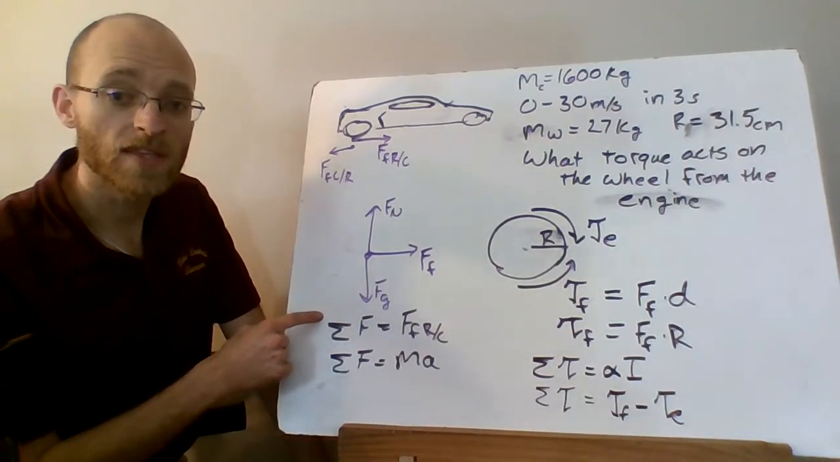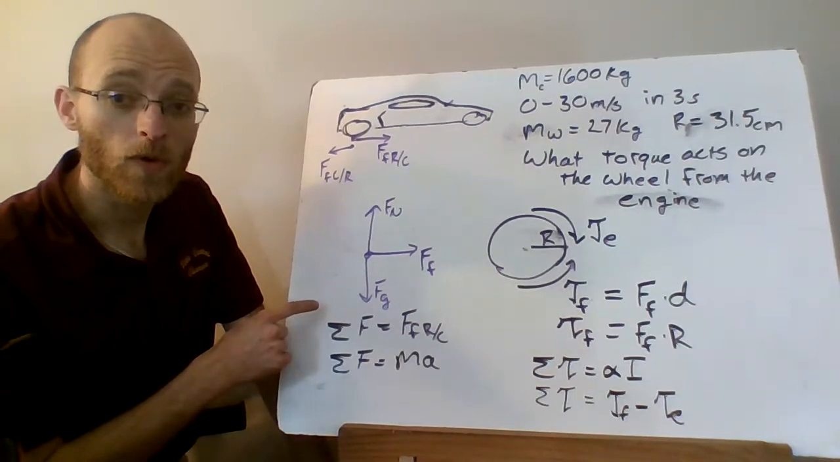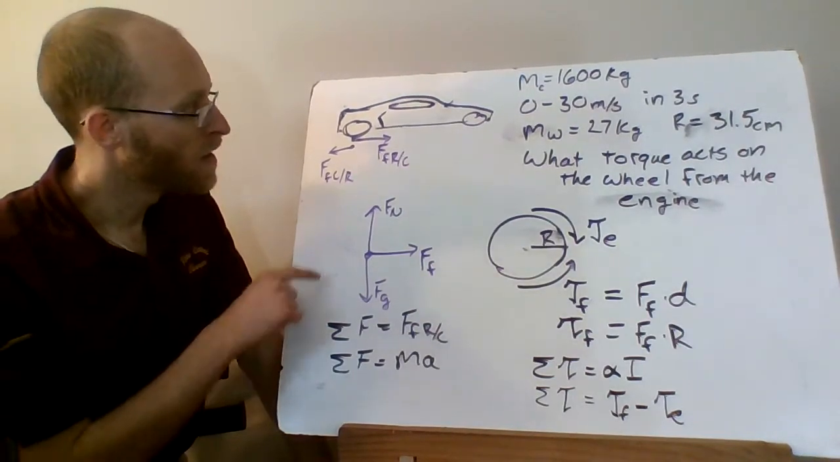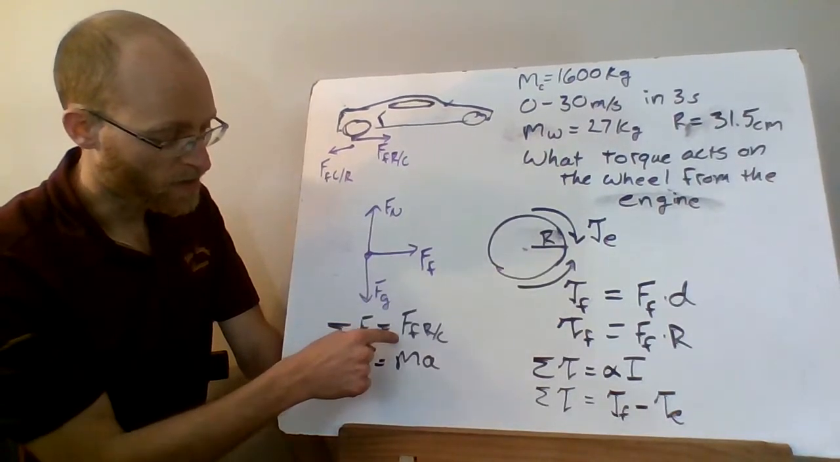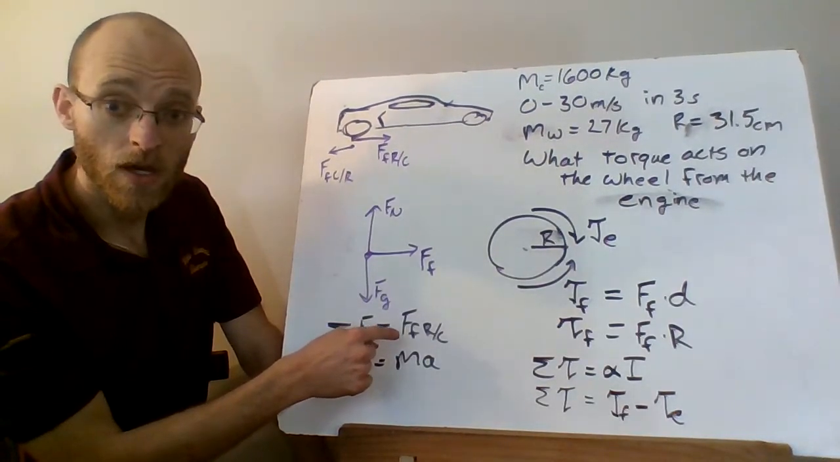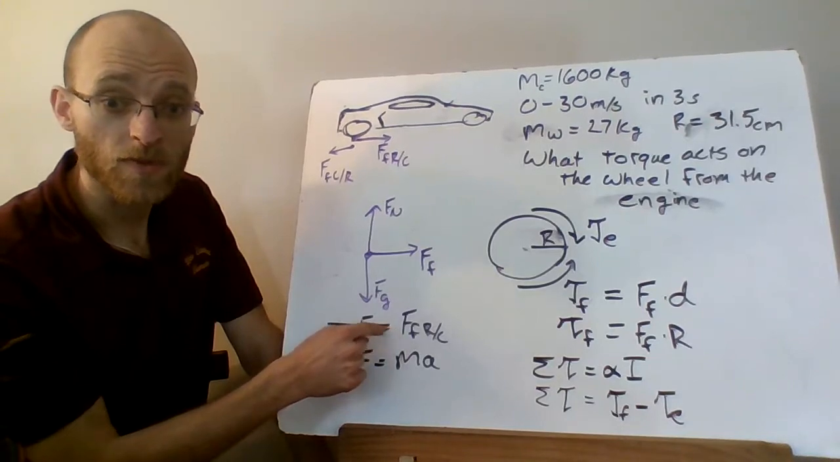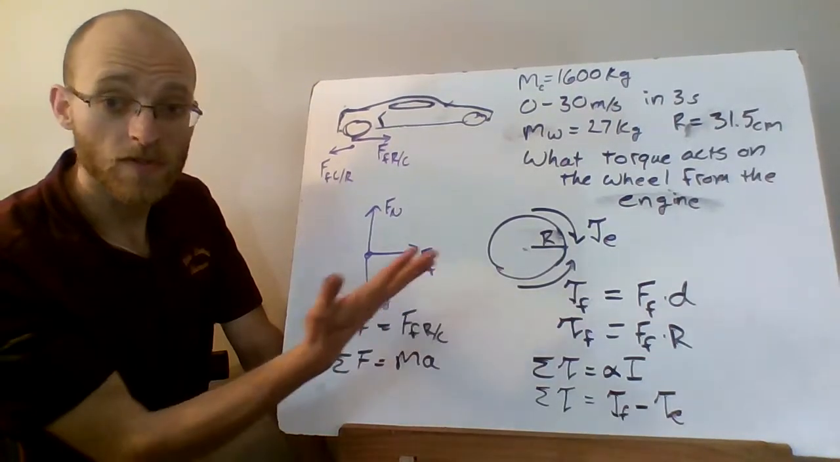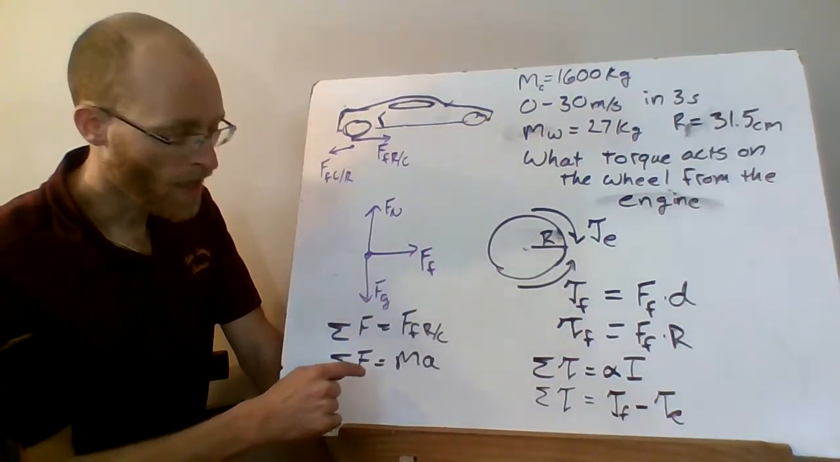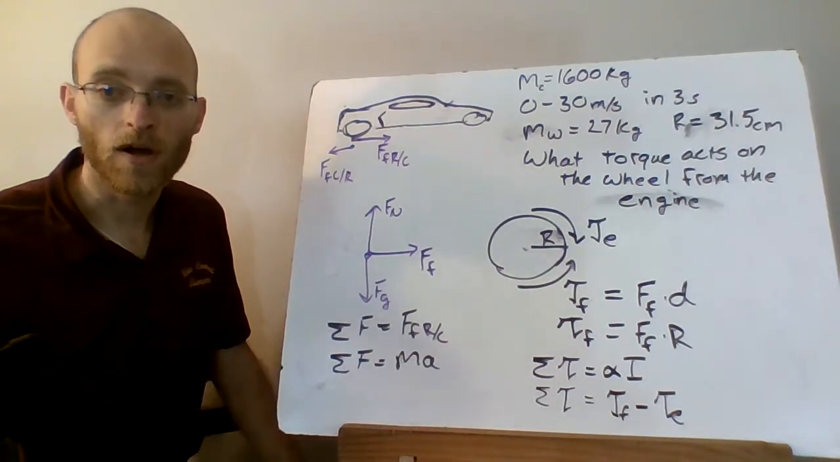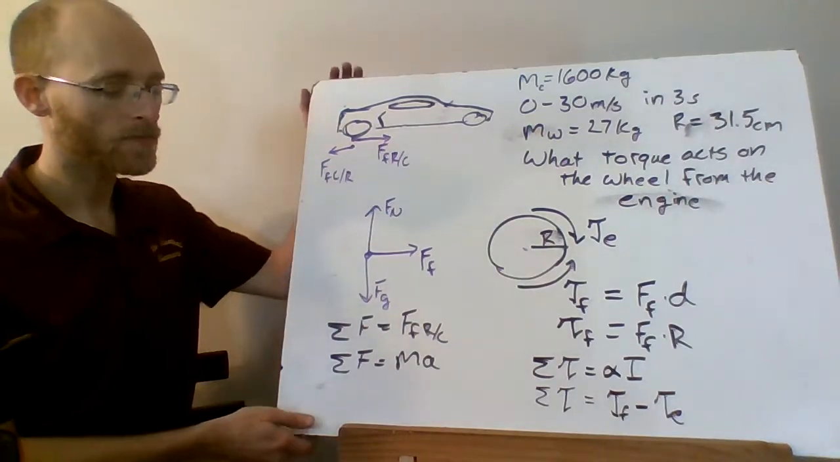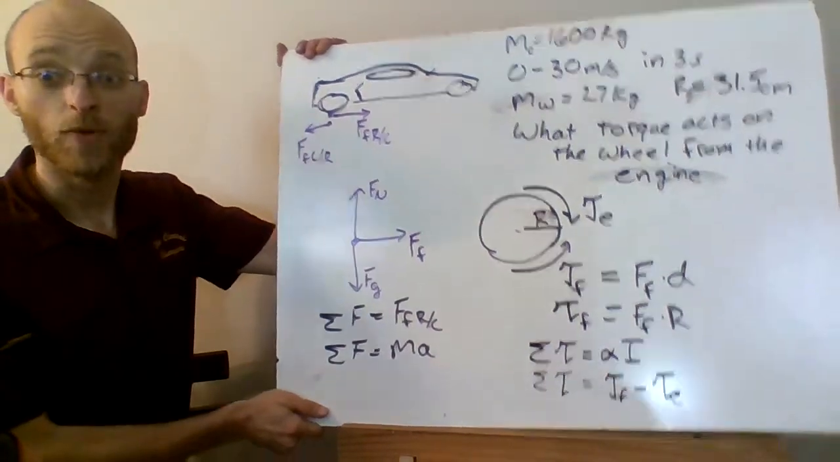I actually went ahead and did a similar thing here for the linear. Since we do have a linear acceleration, we know that the net force is going to be equal to the force of friction from the road on the car. So there's my sum of forces. There's only one force, so the net force is that force. And we also have the net force equals ma, Newton's second law. All right, next board.